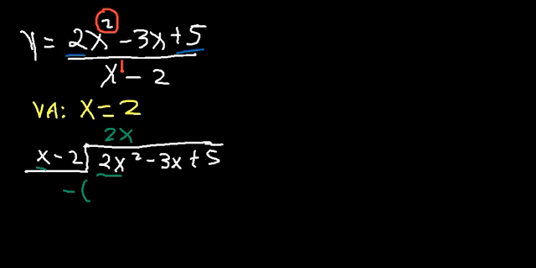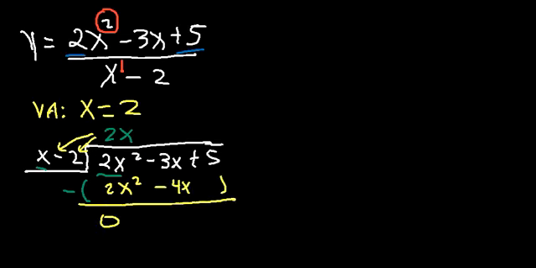After you divide, multiply. 2x times x is 2x squared, and 2x times negative 2 is negative 4x. So let's subtract. Here we get 0, negative 3x minus negative 4x, which is like plus 4x. You get x, and bring down the 5. x divided by x is 1. Once you get this constant, that 1, you can stop. So the slant asymptote is y equals 2x plus 1.